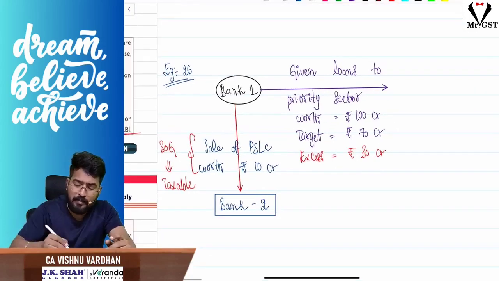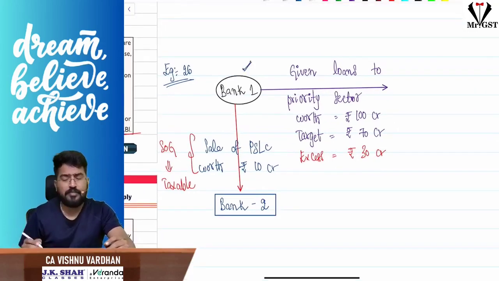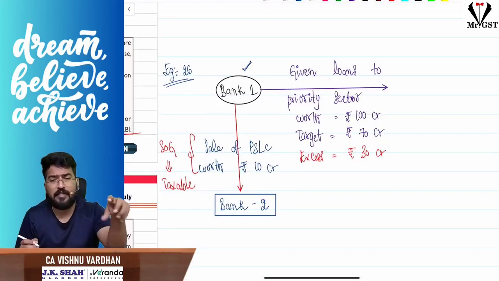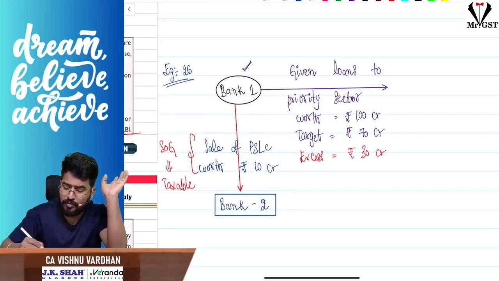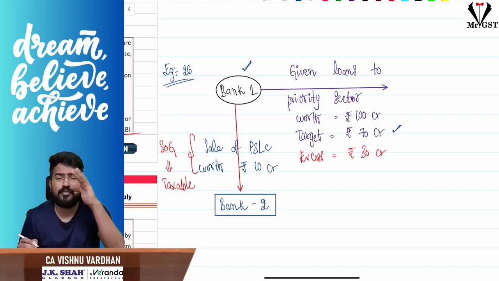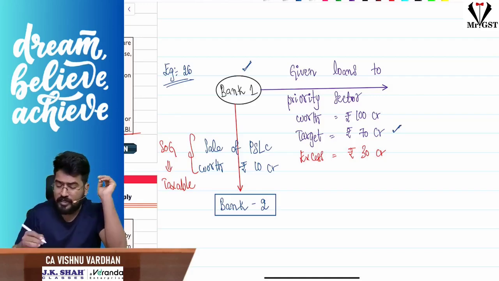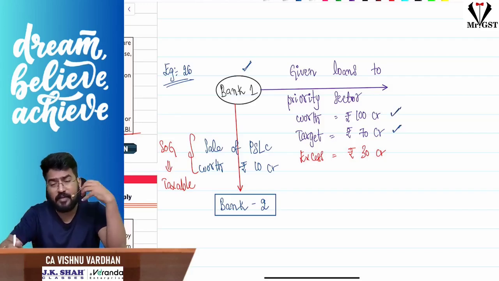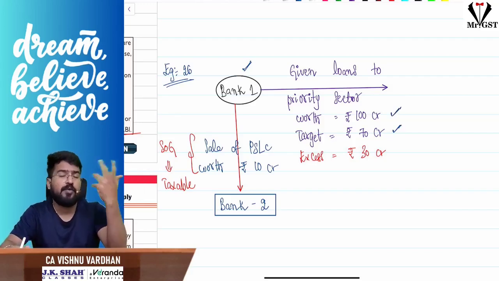There is a bank, Bank 1. What this bank is doing, as per the norms, as per the guidelines to them, their target is at least they should provide 70 crore worth amount to priority sectors. But what they did is 100 crores. That means they have done extra. They did over performance.